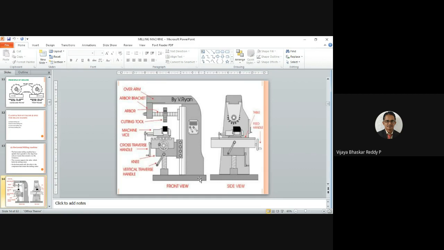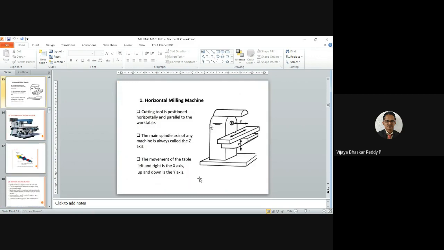So this is the horizontal milling machine, and you can identify the front view and side view. The tool is always rotating, and the workpiece is fixed on the table. In the horizontal milling machine, the cutting tool is positioned horizontally, parallel to the work table. The main spindle axis of the machine is called the jed, and the table movement is along the x-axis and y-axis, right?